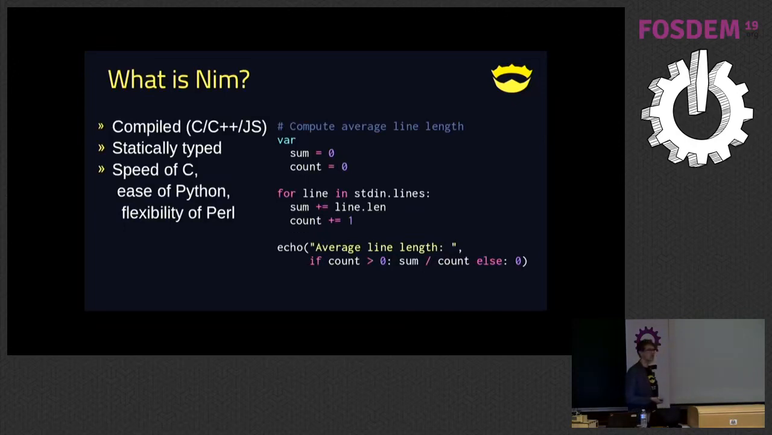When it was created, it was meant to be sort of a mix between the speed of C, the ease of Python, so you can see a syntax example on the right here, and the flexibility of Perl. And it's this flexibility component, with the metaprogramming stuff, that I'm going to talk about in this talk.